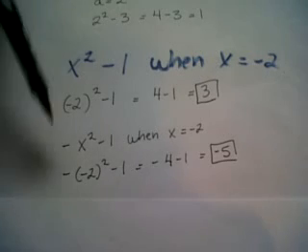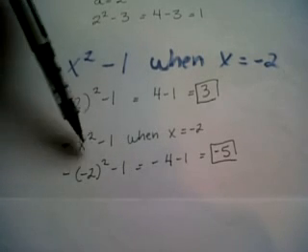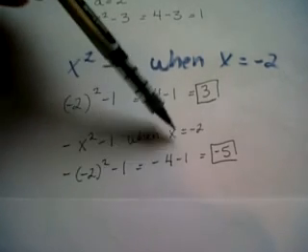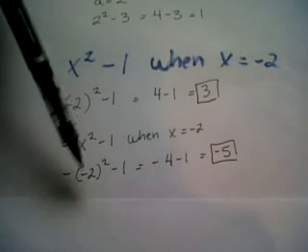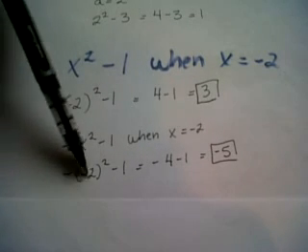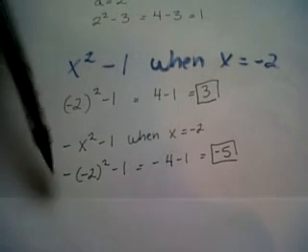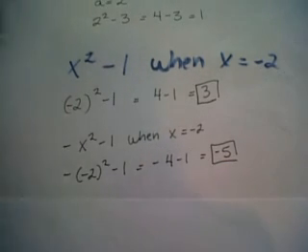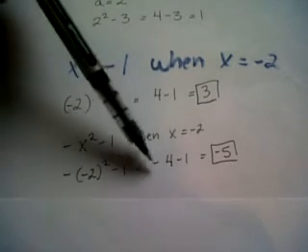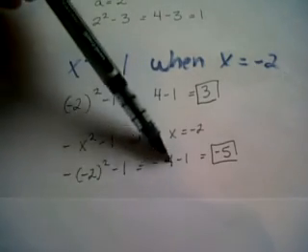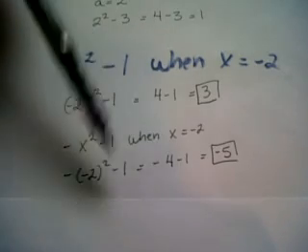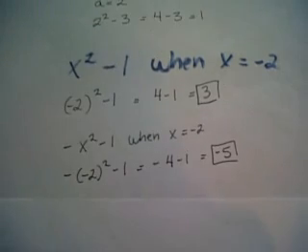Now take a look and see how that's different from this problem. This says negative x squared minus 1 when x equals a negative 2. Again, I put the negative 2 in for x, and all of negative 2 is going to get squared. But this negative is still out here, and that negative is not getting squared. So that leaves me with a negative from here, 4, this turned into just a positive 4, minus 1, and that gives me a negative 5.